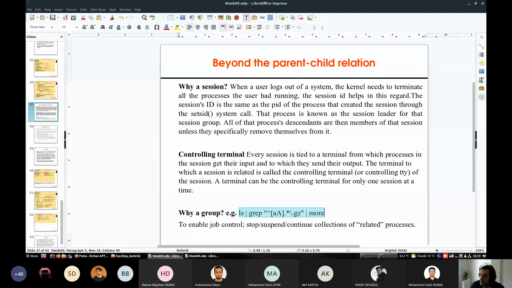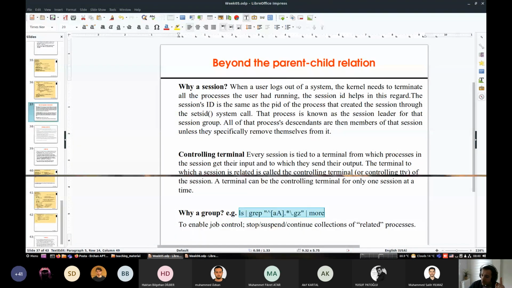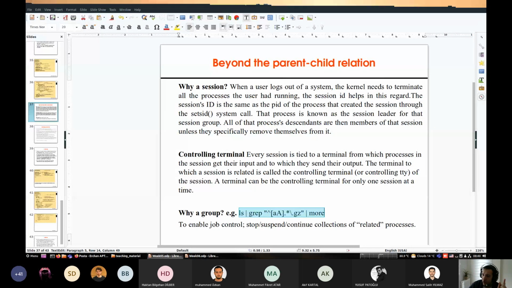Long story short, sessions and groups are just means. They are just means that enable the kernel to perform a finer level of control over process organization, process management, how to cancel them collectively, and so on. Most of the time for canceling them collectively for practical purposes. But be careful for the controlling terminal. Only one is associated with a session of processes.